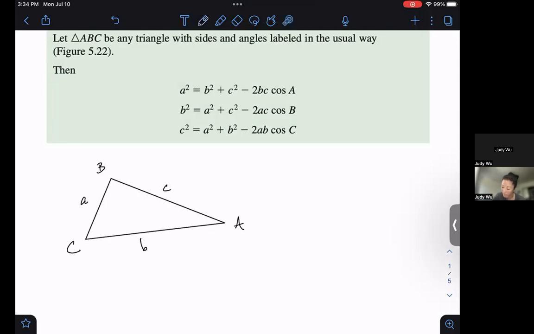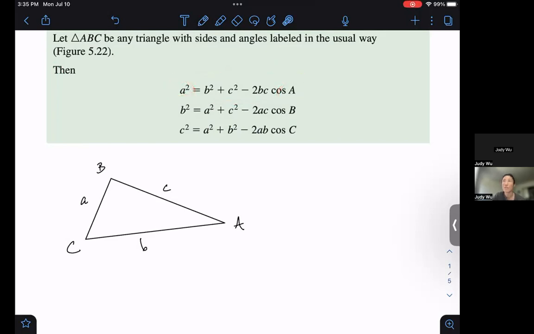If we take a and we square it, we get a squared. It turns out that a squared is going to equal b squared plus c squared, kind of like the Pythagorean theorem, but minus 2bc cosine A. That's 2 times b times c times cosine of A. In this equation, if we have a, b, c and angle A, we can usually use this to find either side a or angle A.